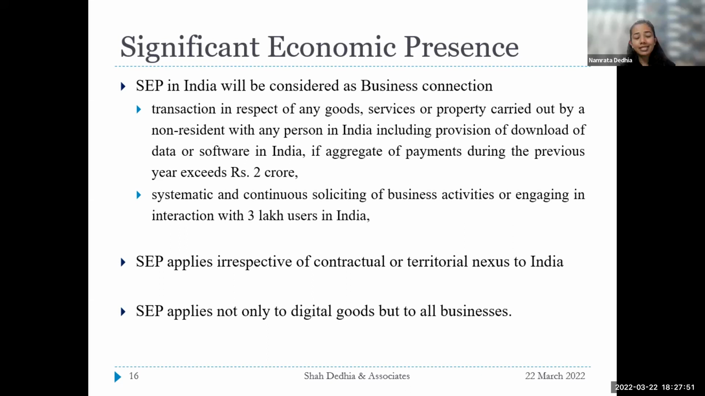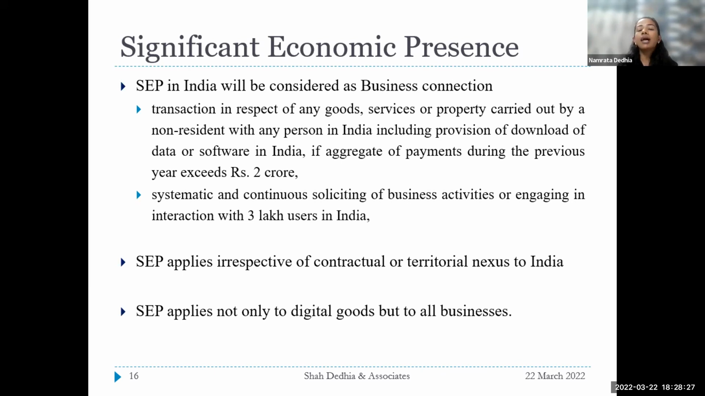The second part is systematic and continuous soliciting of business activities or engaging in interaction. Again, there is a threshold: engaging in interaction with at least 3 lakh users in India. So if you are systematically and continuously soliciting business from at least 3 lakh users in India, or engaging in interaction with 3 lakh users in India, then again you have a business connection in India, and based on that business connection, your income attributable to that business connection will be taxable. Now let me come back to these 2 limbs again a little more in detail.